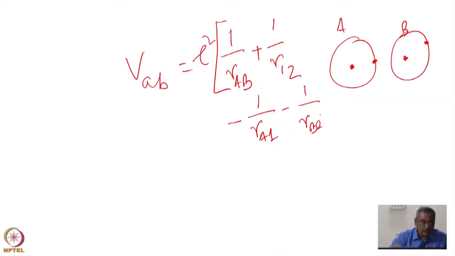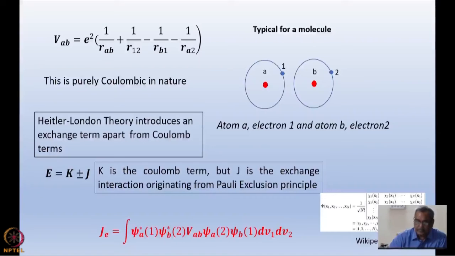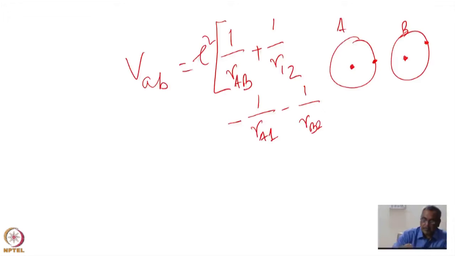Can you go back? R_AB, R_12, B1, A2. Let me see. I made a mistake here. This is the distance between the electrons and A, that is already the A2 and B1. So electron-nucleus, nucleus-nucleus, electron-electron, electron-nucleus, electron-nucleus. But this is purely coulombic in nature.